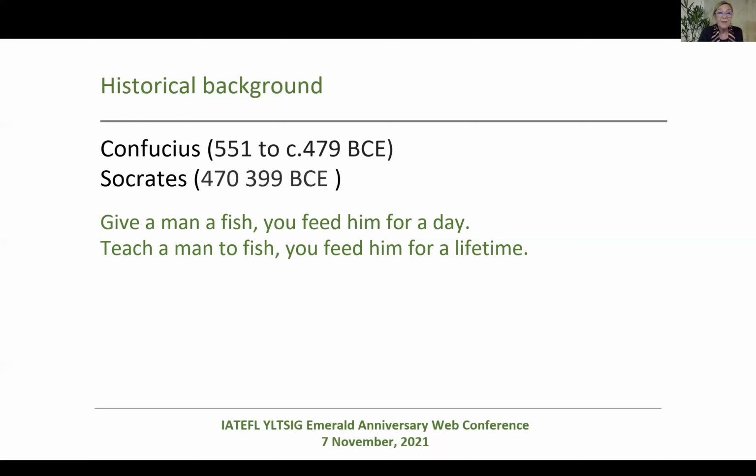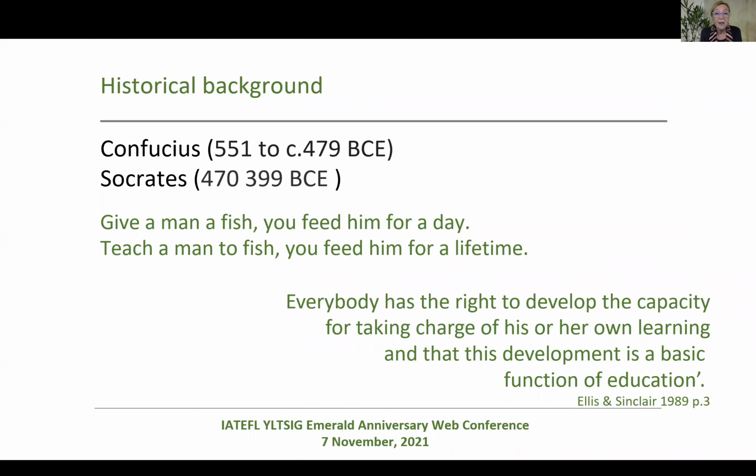And I have to say that this saying really does underpin the philosophy of learning to learn English that I co-authored with Barbara Sinclair back in 1989, the same year as the United Nations Convention on the Rights of the Child, where we say everybody has the right to develop the capacity for taking charge of his or her own learning, and that this development is a basic function of education. Okay, so this is a long time ago, Confucius and Socrates.